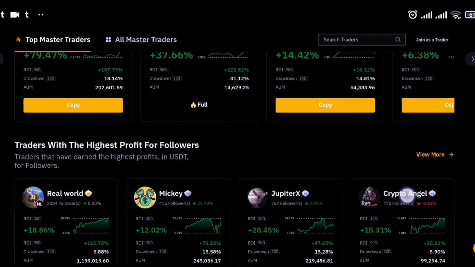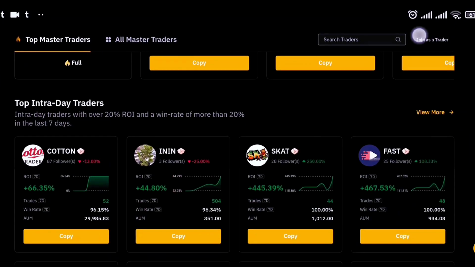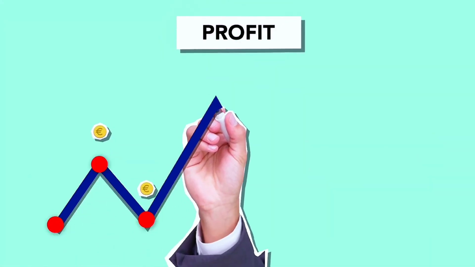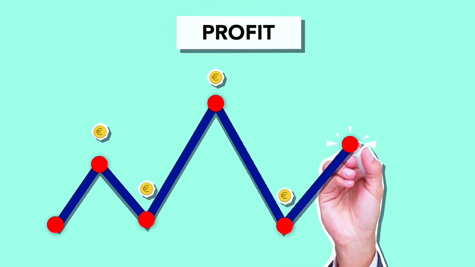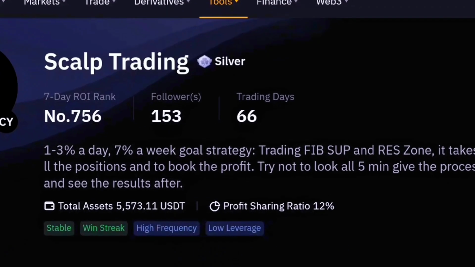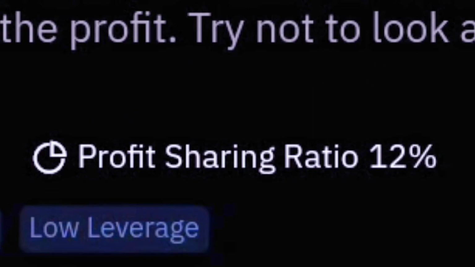Whenever choosing the master trader that you are going to copy from, it is also essential to look at the profit sharing ratio. This is the amount of commission that you are going to pay to the master trader whenever you win any trade with him or her. So you can see from Scalp Trading, you are going to be paying 12% commission to him.